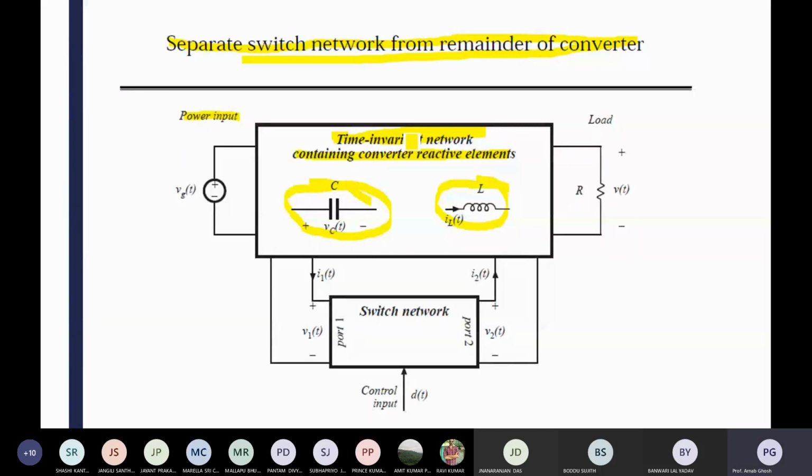Here you can see that your energy storing element is the capacitor. So which one is your state variable? The capacitor voltage is your state variable, and in the case of the inductor, the current is the state variable. Input side voltage is there, that is Vg. Another is the output voltage, with its polarity. Here you can also see the load equation, so the load is there.